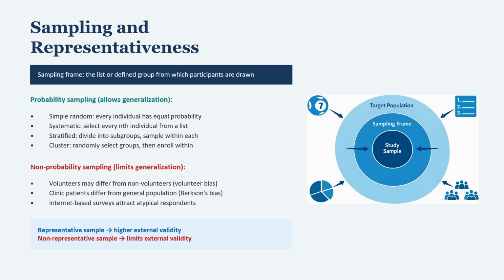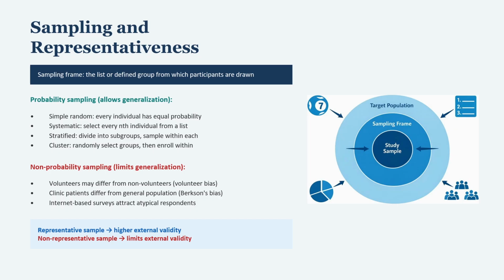This is common in veterinary field epidemiology, where individual animal lists don't exist, but herd lists do. Non-probability sampling, convenience samples, voluntary respondents, limits external validity because the sample is inherently self-selected.